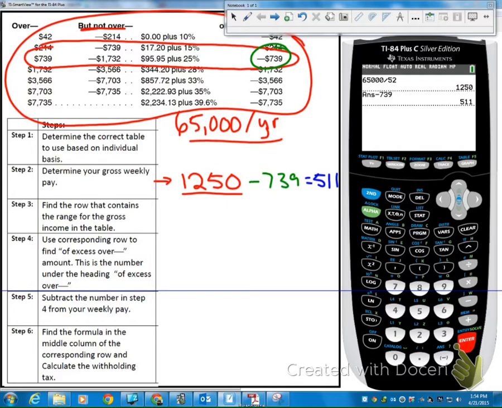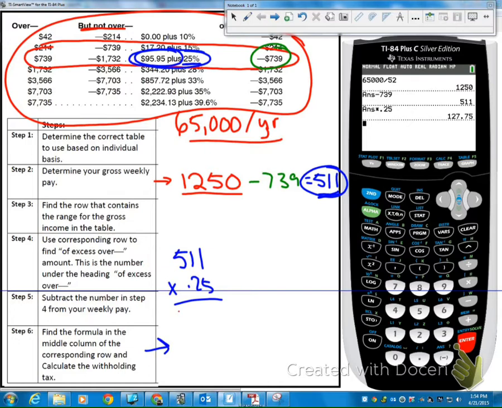Okay, so I have my 511, and that's what I'm going to be using here to figure out what my tax is. So it says in this row that I need to take 25% of the 511 and then add 95.95. So remember from our percentages, to find that percent, I can do 511 times my percentage as a decimal. 25% as a decimal is 0.25. So I'm going to come over to my calculator and multiply that times 0.25. So that's 127.75.